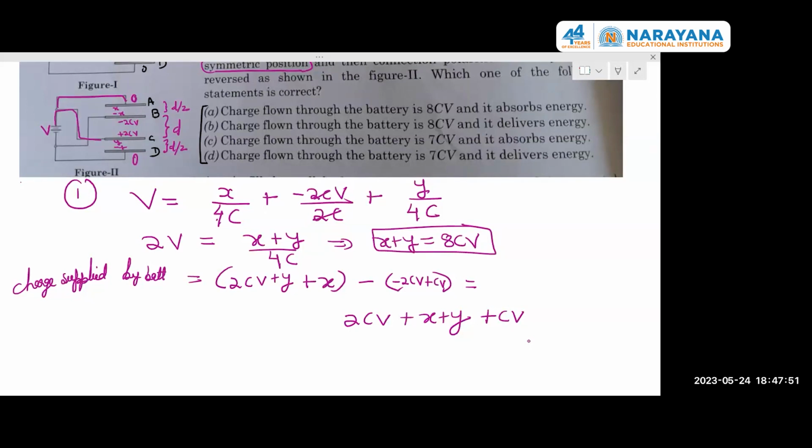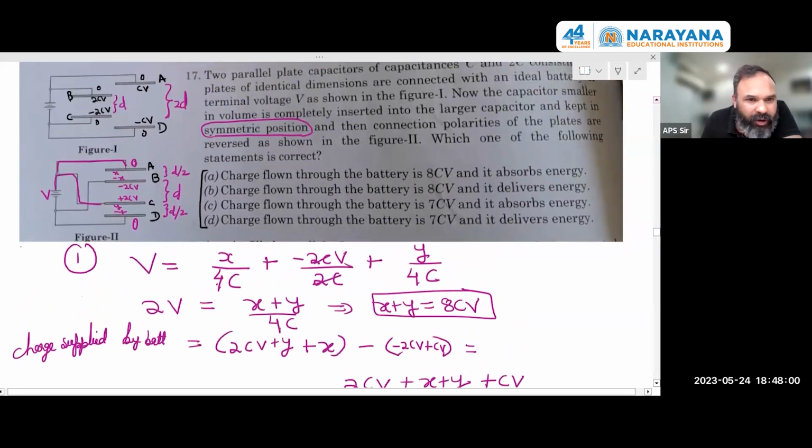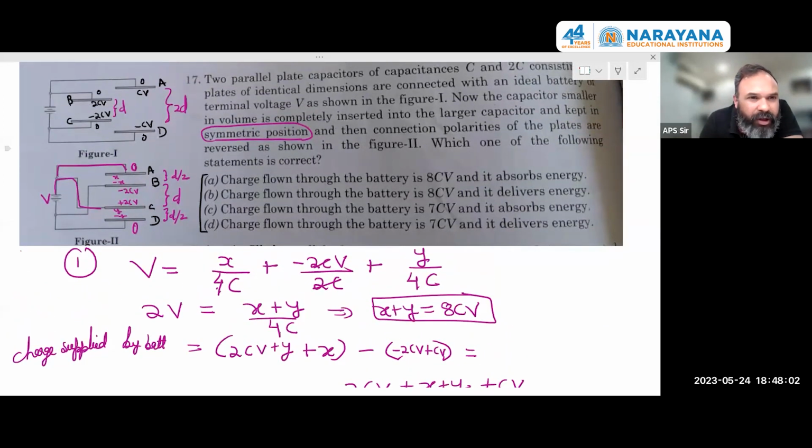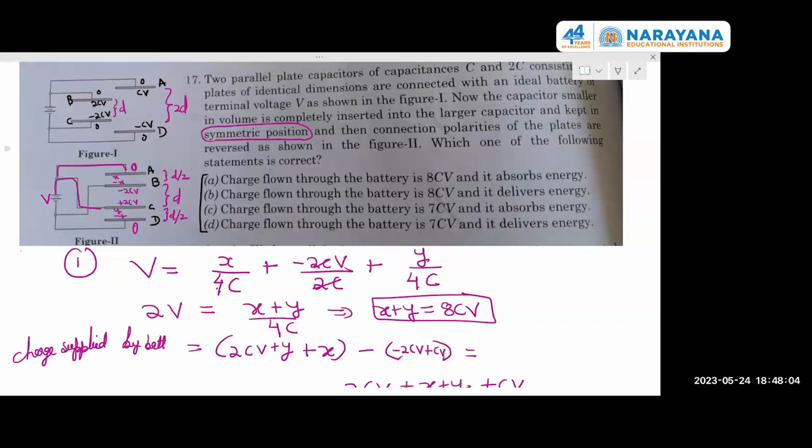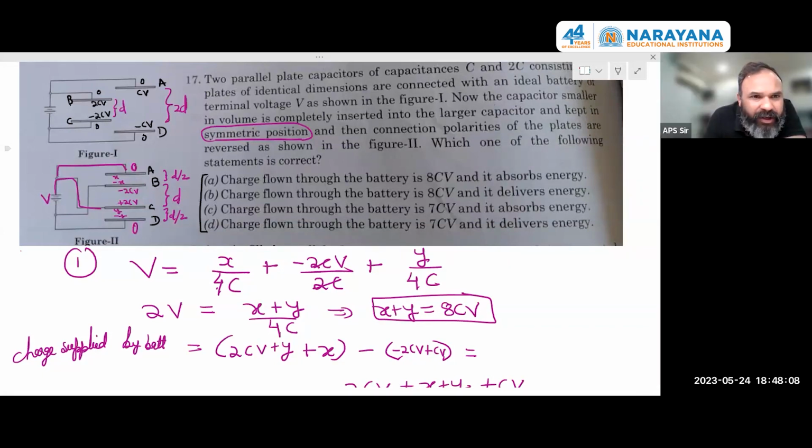Now check. In the second case, B and C are exchanged. In figure 2, the names must have been changed. Now this plate B is inserted at the top, C is inserted here. He has just flipped the polarity. C is connected to the upper side and B is connected to the lower side. That's what he has done.